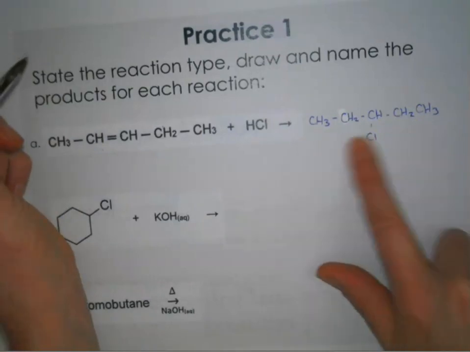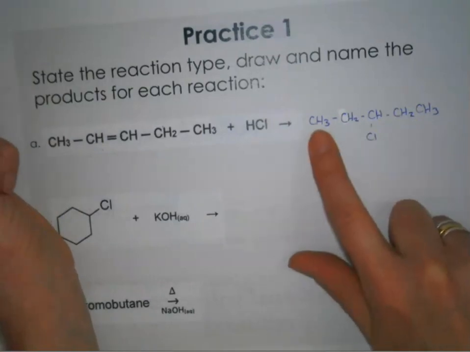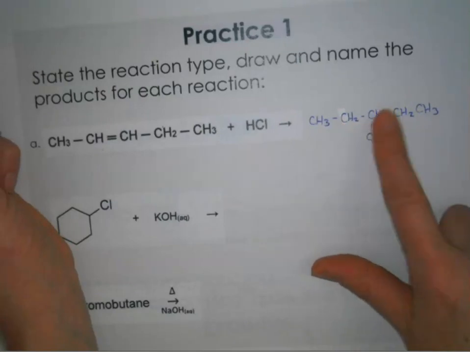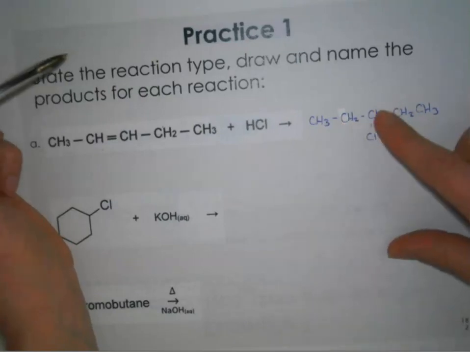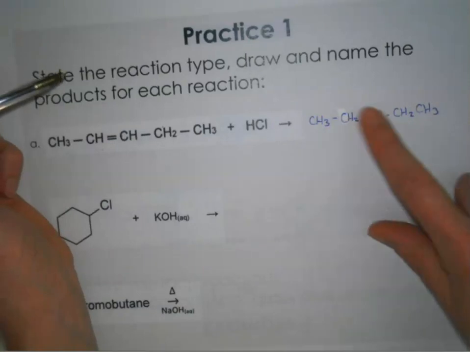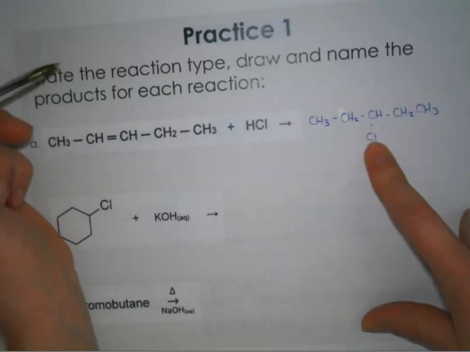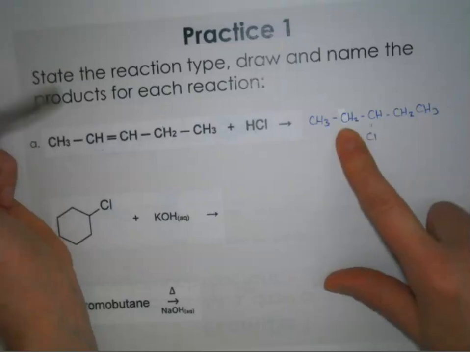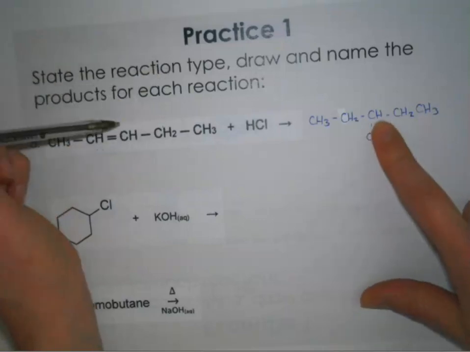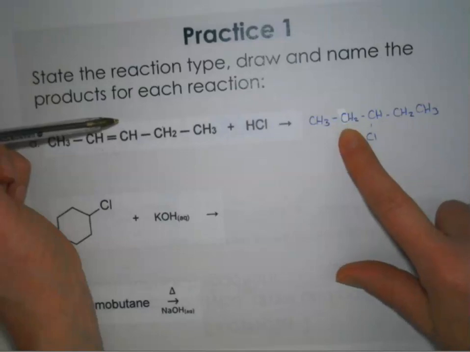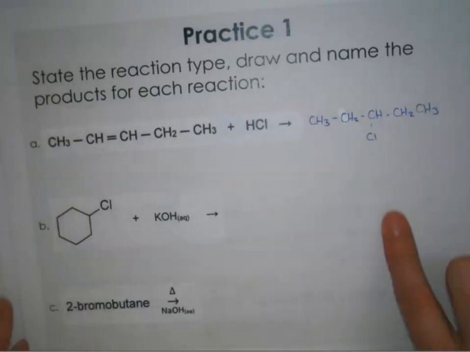Naming this, just keep in mind there would be two isomers. Numbering 1, 2, 3, it's either going to be 3-chloropentane or 2-chloropentane, because the hydrogen could have gone on to this carbon and the chlorine onto that one, or the other way around. So just keep in mind there are two possibilities there.